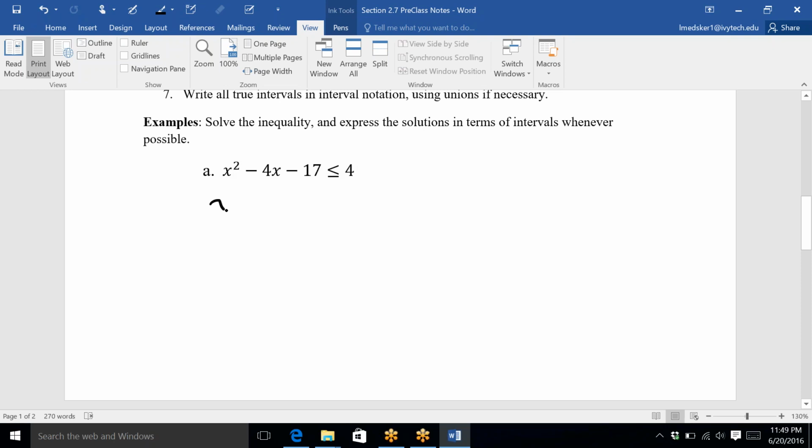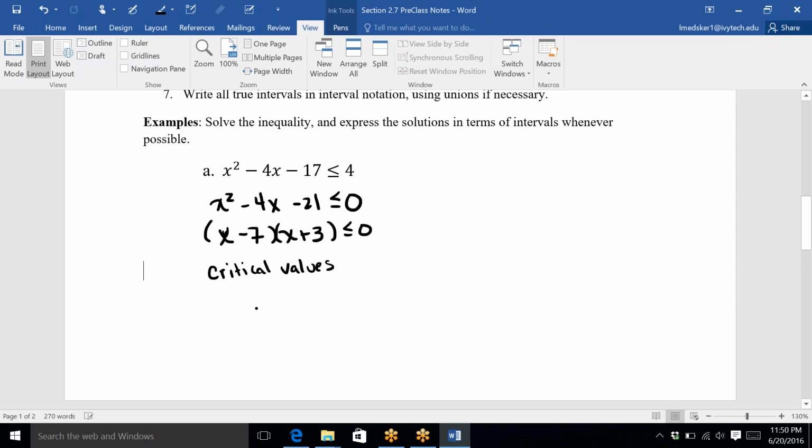They're not that bad. So first of all, get 0 on one side. So subtract that 4 over, you get x squared minus 4x minus 21 less than or equal to 0. Because this has a 1 in front, it's going to factor pretty nicely. Factors of 21 that have a difference of 4, since this is negative, would be negative 7 and positive 3. And then we still set it equal to 0 to solve, but these are called critical values. They are places where you possibly could change from positive to negative on your inequality. So the first one would be 7 from the first parentheses, and the other one would be negative 3.